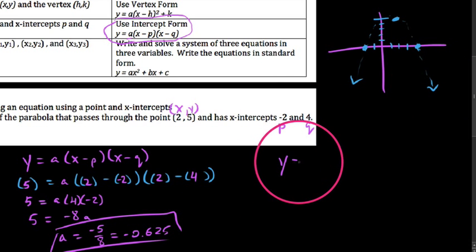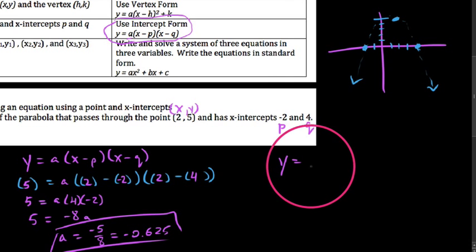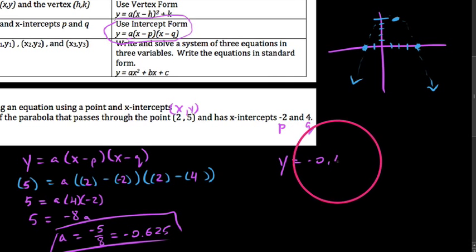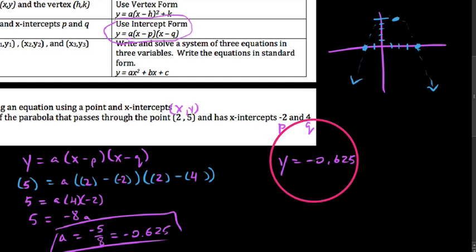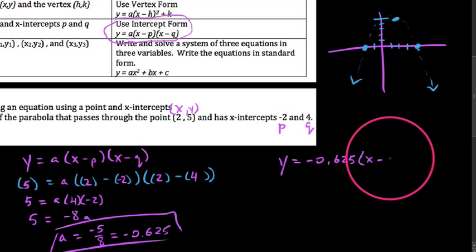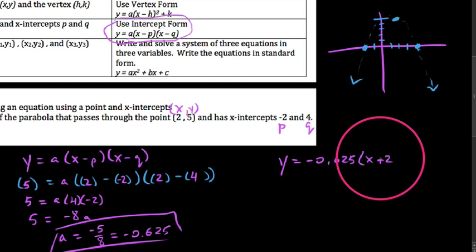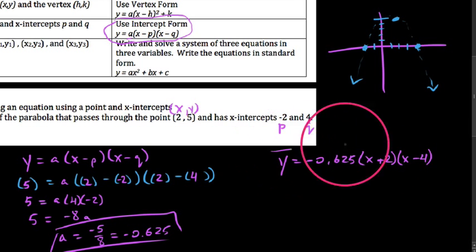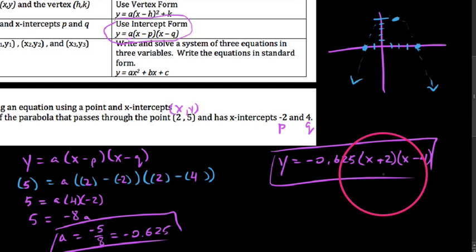And again, when you write the equation, let's leave x and y general. What we're going to do is plug in the values of a, in this case -0.625 or -5/8. And we also have the values of our intercepts. So we said -2, which actually made this look like x plus 2. And x minus 4, which makes it look like this. So this would be our equation right here.